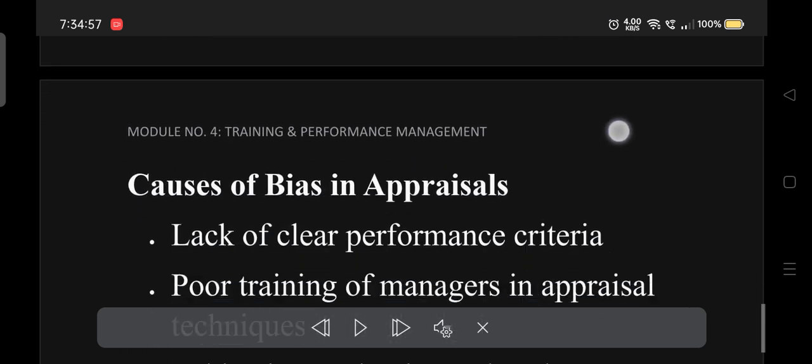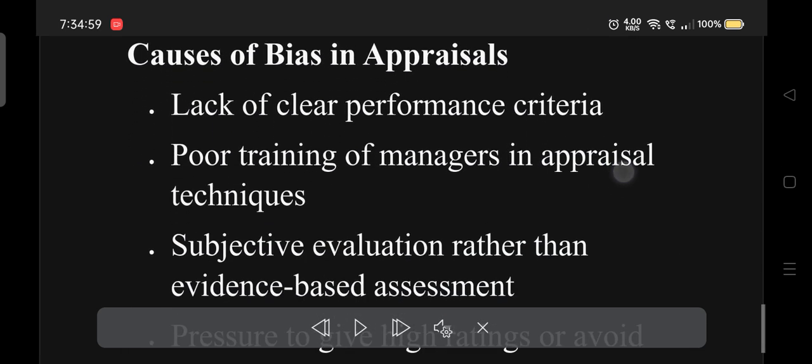Causes of bias in appraisals. Lack of clear performance criteria. Poor training of managers in appraisal techniques.